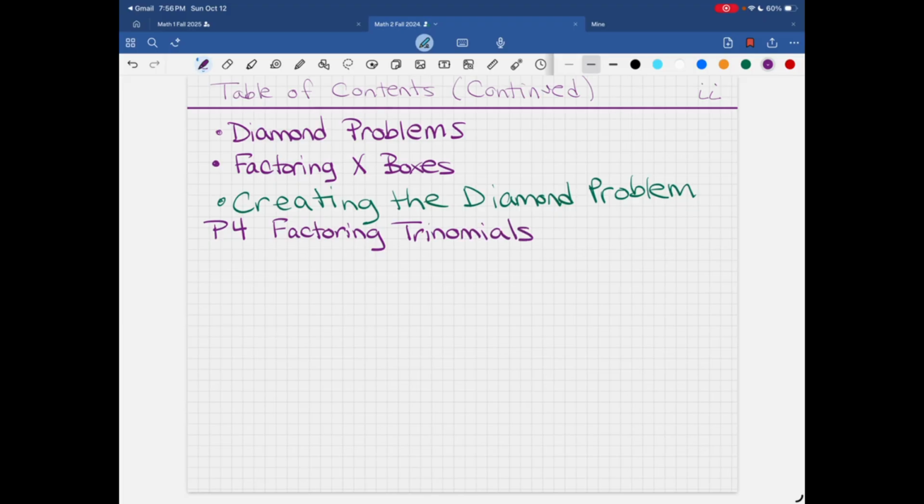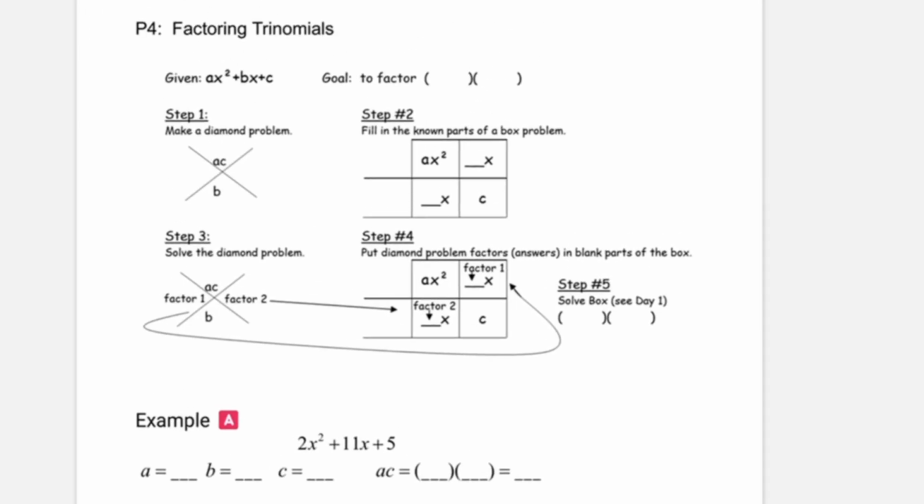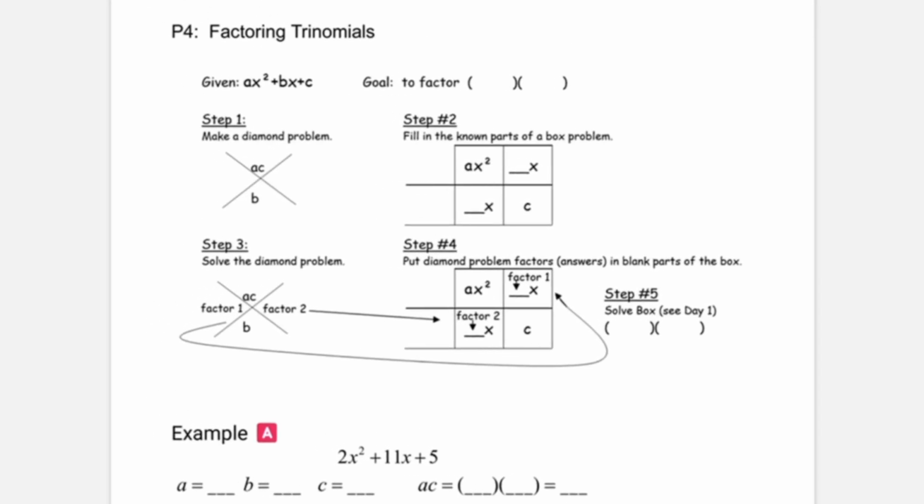Today, we are taking our diamond problems, our box problems, and we are putting all of those together to factor trinomials completely. Your note page looks like this. P4, factoring trinomials. There are 5 steps. We have practiced all of the steps except for step 4.